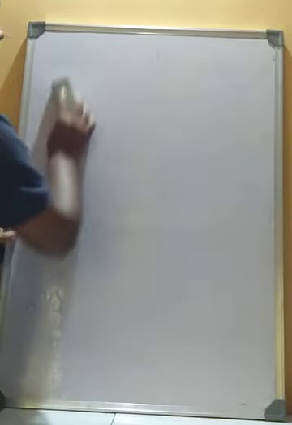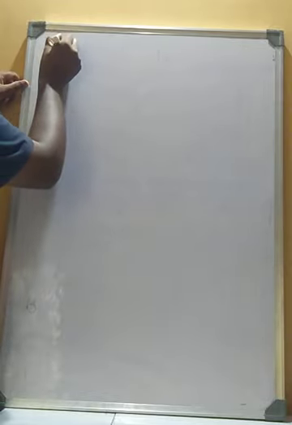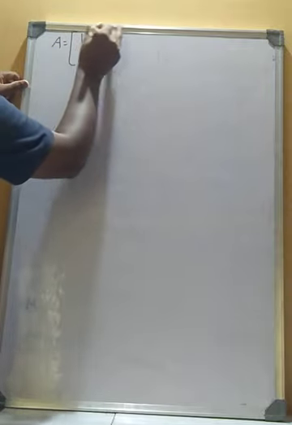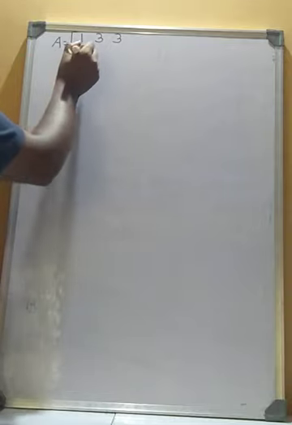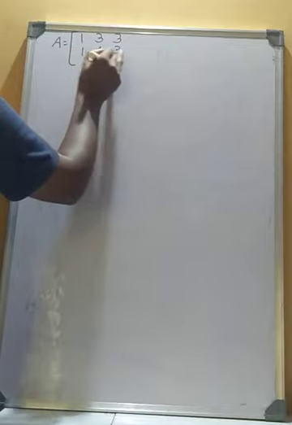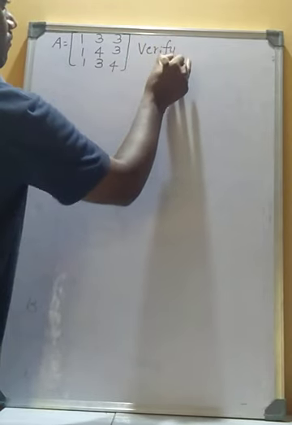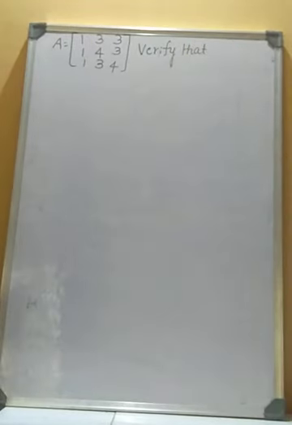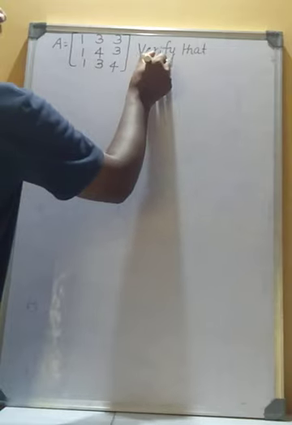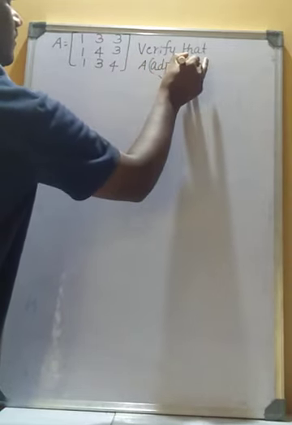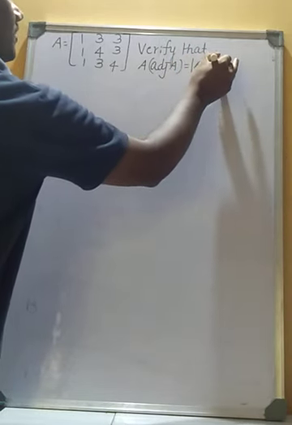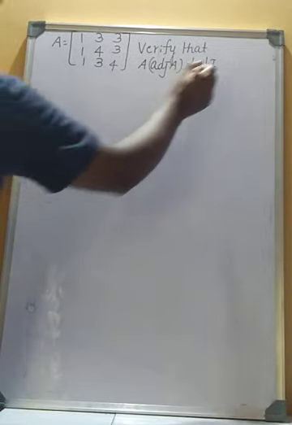The next example. If matrix A is equal to [1, 3, 3; 1, 4, 3; 1, 3, 4], then verify that A into adjoint A equals determinant of A into I. Also find A inverse.